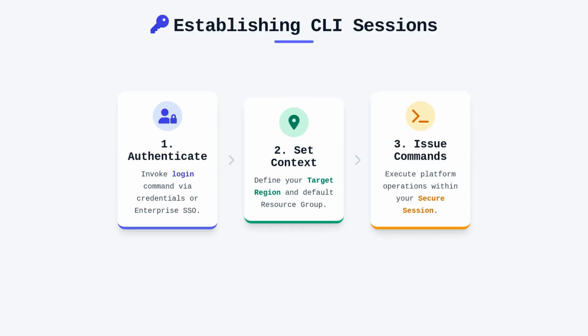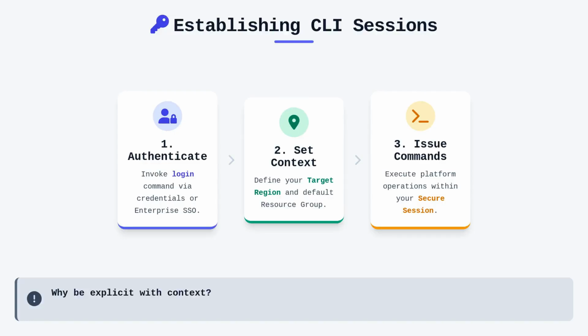Think of this as defining your current working directory in a file system. It prevents you from accidentally modifying resources in the wrong geographical data center. By setting the target correctly, you minimize the risk that comes with manual errors when managing multiple environments. Keeping your context explicit is a disciplined approach that pays dividends once you start managing dozens of distinct resource groups across global regions.